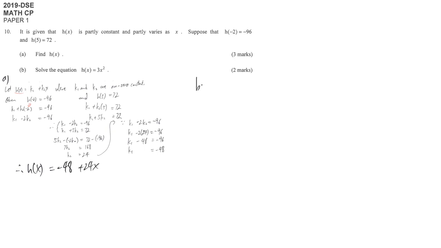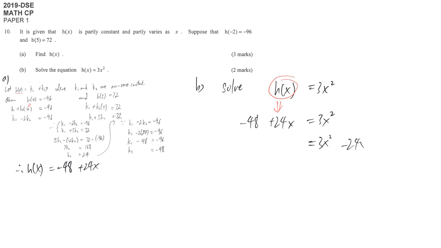In part B, they ask you to solve. Just follow the instruction. h(x) is equal to 3x squared. Because we know what is h(x), so we replace it by the answer in part A. It's obviously a quadratic equation. To solve a quadratic equation, we put everything to one side and then make one side become 0. So 3x squared minus 24x plus 48 equal to 0.